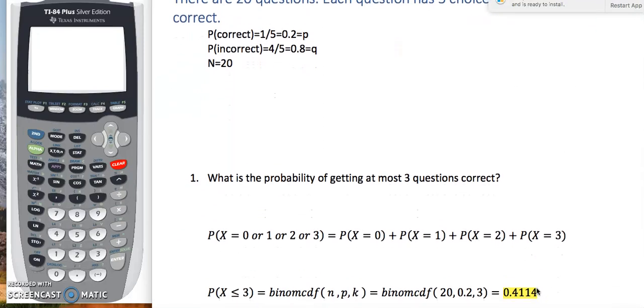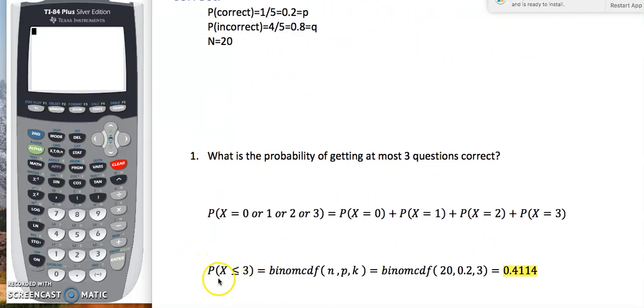Another option is to use a different button. So the probability that we have 3 or less successes, so 0, 1, 2, or 3 questions correct, the calculator will actually add up these probabilities for us if we use binomial CDF instead of PDF. And once again, you put in p and up to how many questions you want to get correct. In this case, we want to get up to 3 questions correct, at most 3. So that's going to be, I'm going to just call it k.